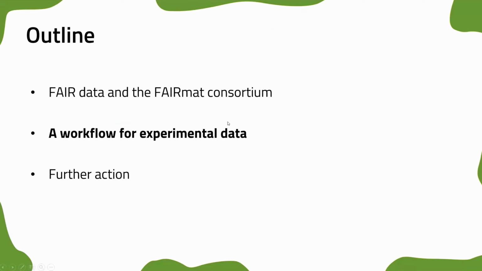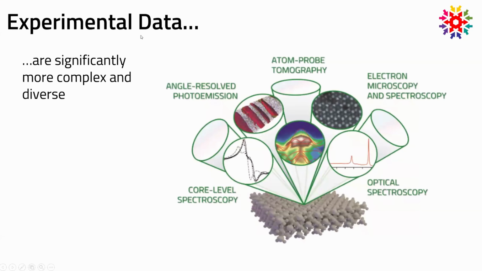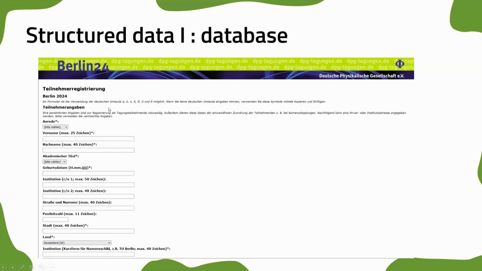So far to FAIR data and the FAIRmat consortium, let's talk about a workflow for experimental data. Well, experimental data are significantly more complex and diverse as compared to theory data. And this is why we have focused on 5 different techniques. One of them is optical spectroscopy, and today we will emphasize on this. So if you want to structure the data in this, say, web form, like here, registration for a conference for simplicity, then you can say, well, I register, I have this element and that element and this and that. So this will probably not work for experimental data. Why?